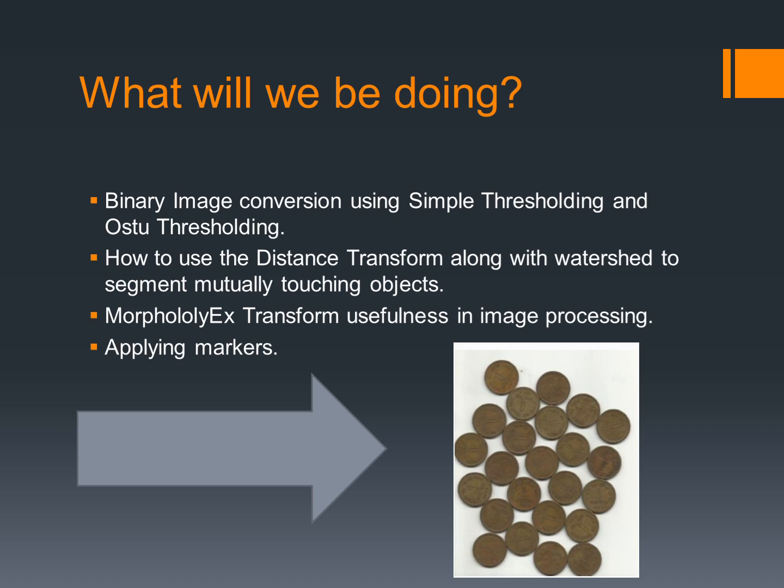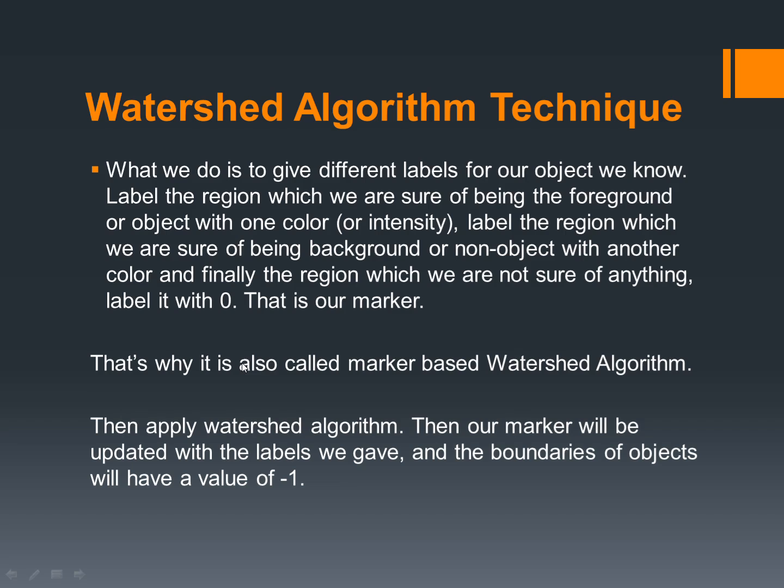Okay, so these are the things which have been used in this case: binary conversion of the image, we use distance transform, we have used morphological transform, and then we applied markers. The applied markers I've told you, but there is a modification that has been done in that case. The background has been marked with 0 and the foreground has been marked with 1.